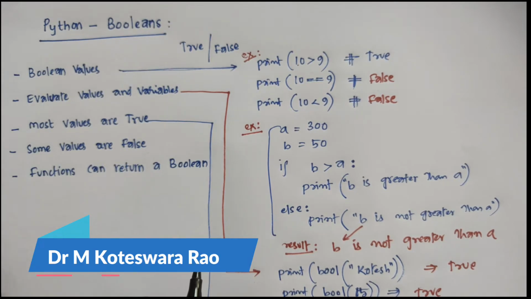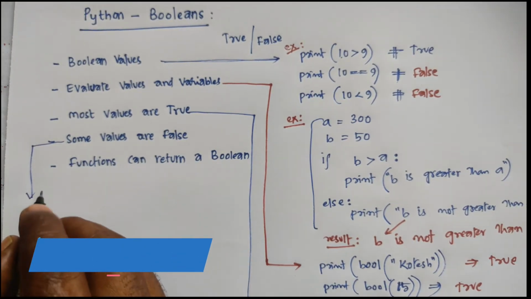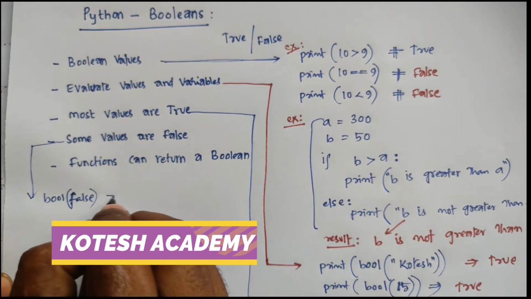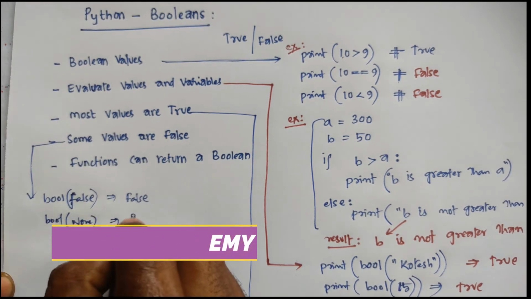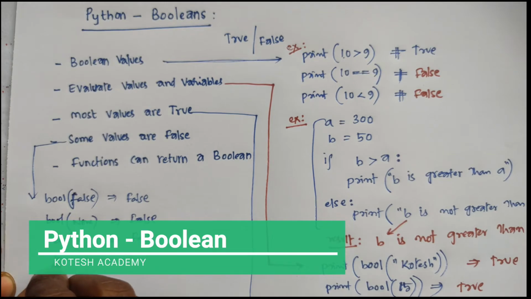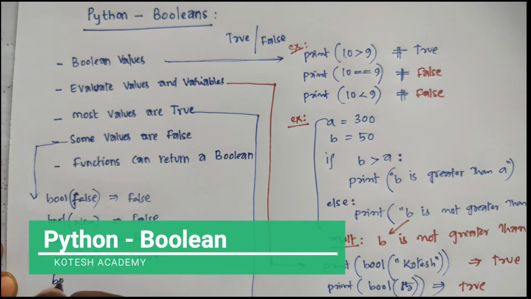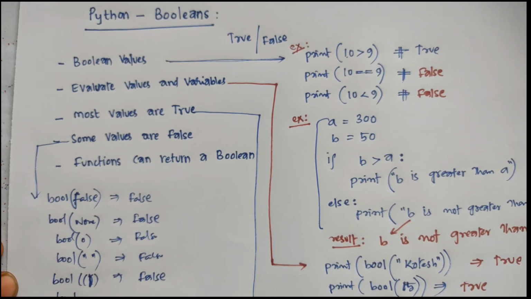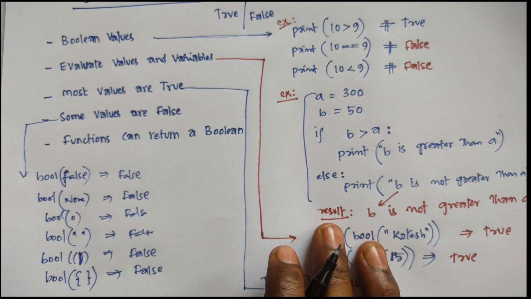Next one is that some values are false. Simply you can take bool(False), with capital F, and you will get the result false. Next, bool(None) gives false. bool(0) gives false. bool of empty quotation marks, nothing inside, gives false. bool of empty parentheses gives false. bool of empty curly brackets gives false. So this is the actual concept for some values are false.